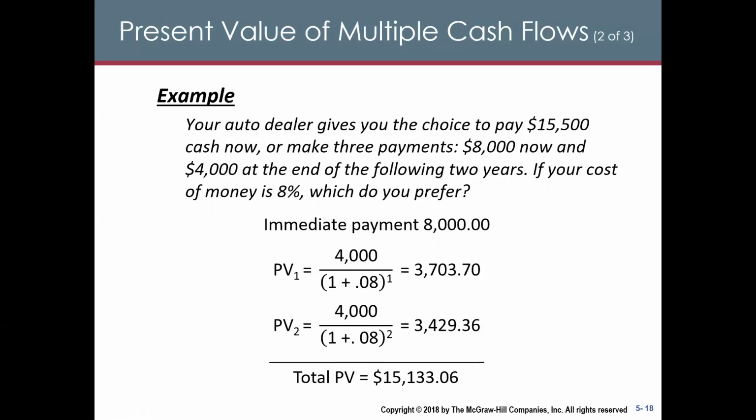$3,429. And then you add all those 3 cash flows together, and you get the total PV equals $15,133. And this is less than the other choice, paying the $15,500 today. So in other words, if you choose to make 3 payments, you are actually paying a lower present value than paying in full today. However, this all depends on the assumption that the discount rate is 8%.